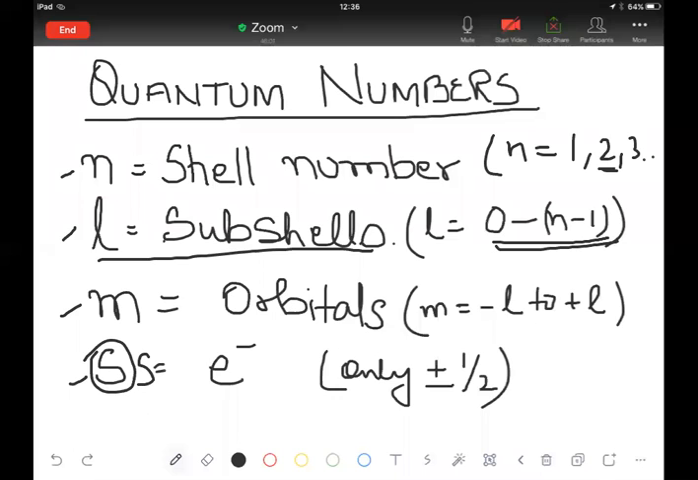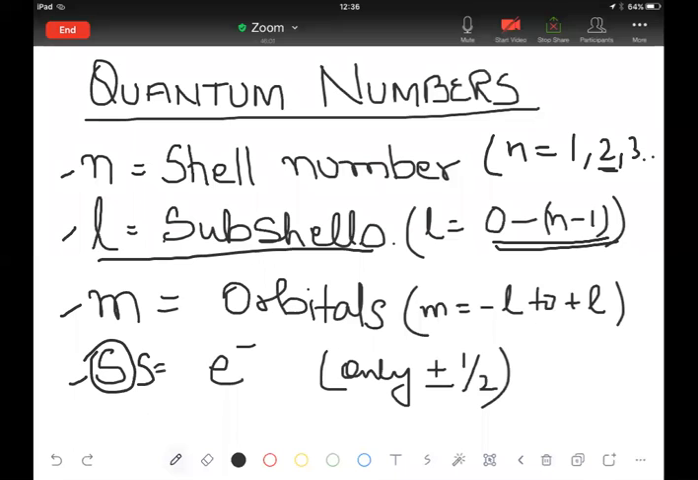L equal to 3, that means it is in the F subshell. So what we are trying to say is that L will tell us in which subshell it is. Then you come to the value of M. Now the M will exactly tell you which orbital you are talking about. That is, the value of M will depend on the value of L.